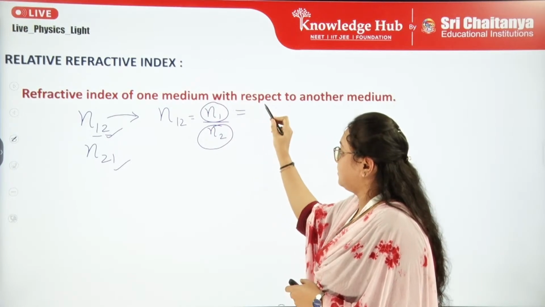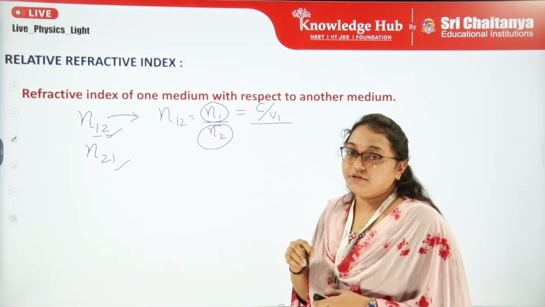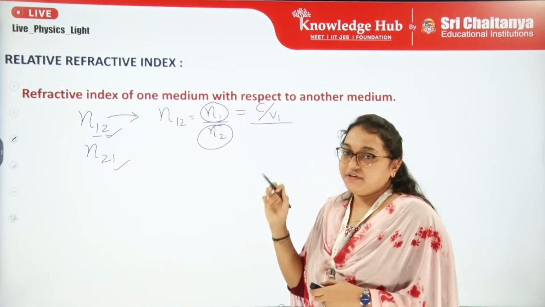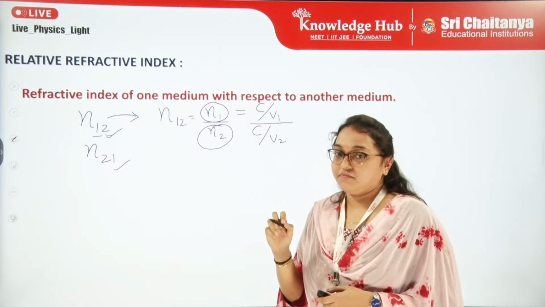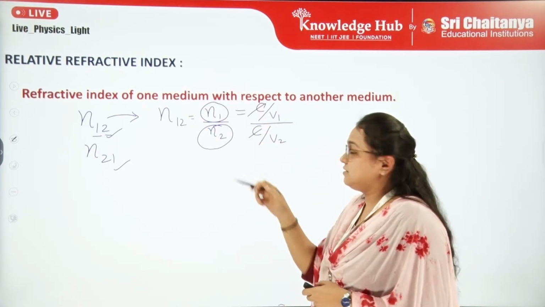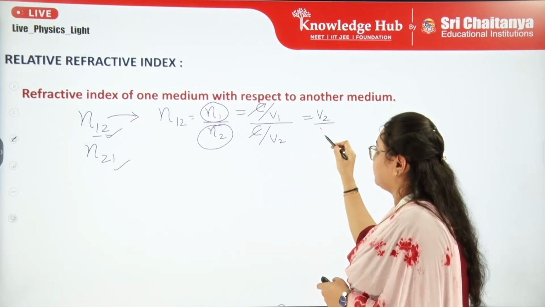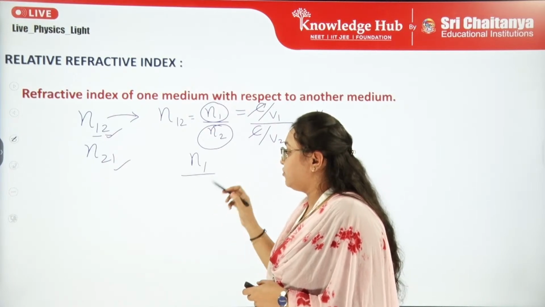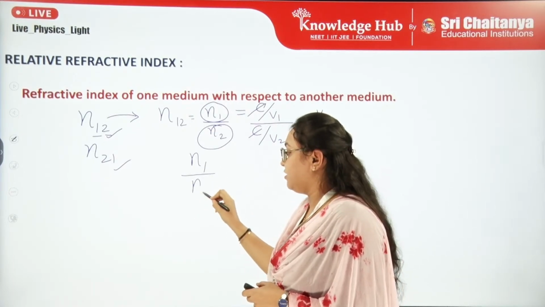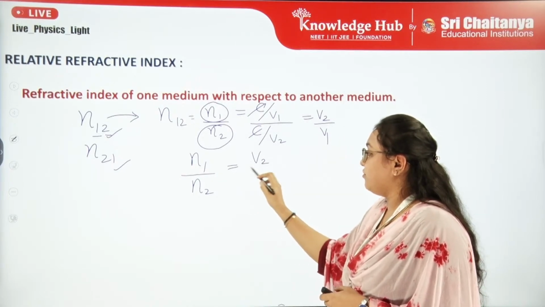Which is nothing but C by V1. We already have the formula for absolute refractive index, which is C by V1 divided by C by V2. So once you cancel the C, you will get this as V2 by V1. So that means I can conclude that the refractive index of medium 1 divided by the refractive index of medium 2 is V2 by V1.